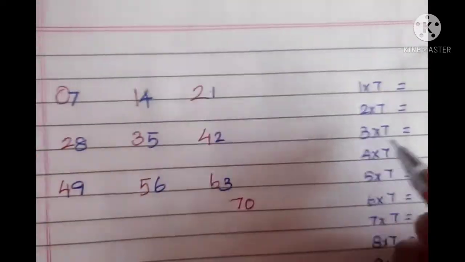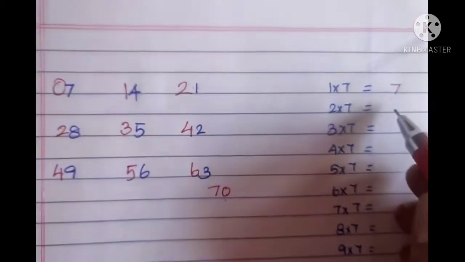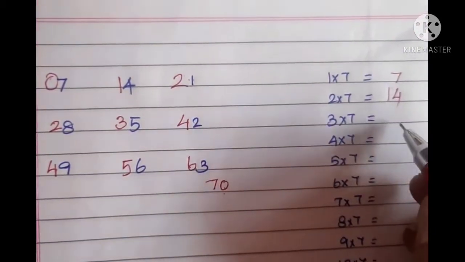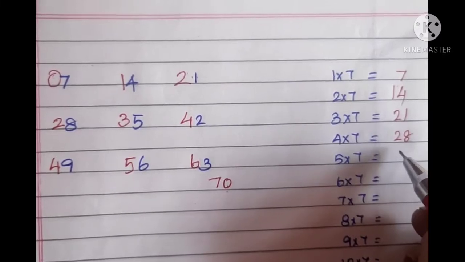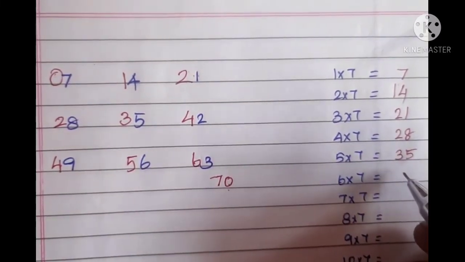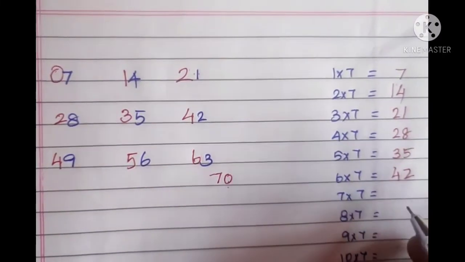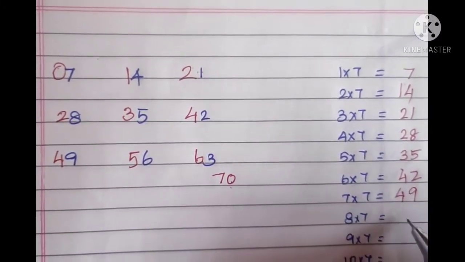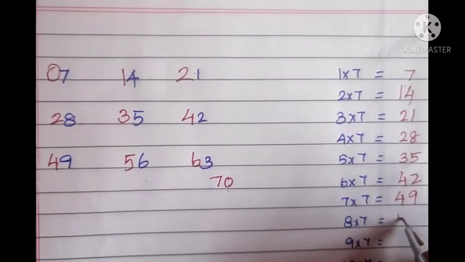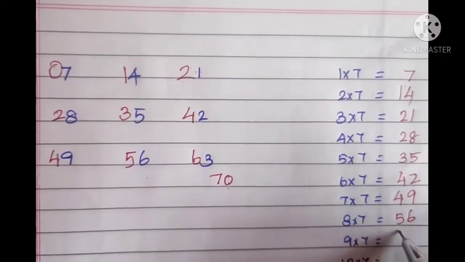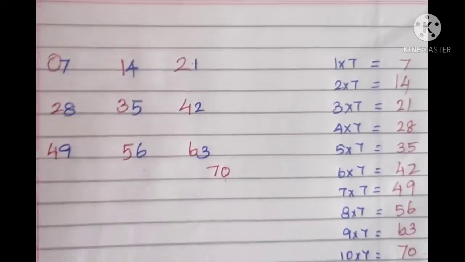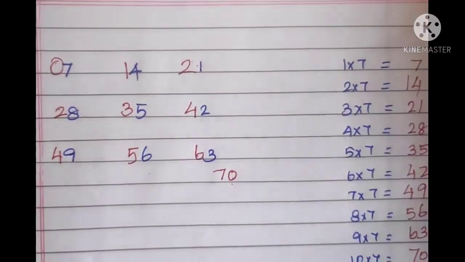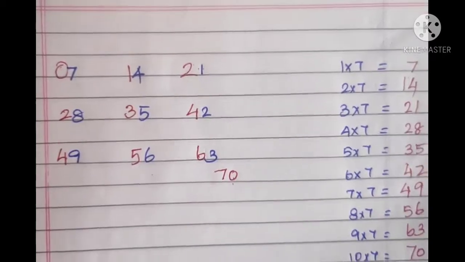Table 1: 7 1s are 7, 2 7s are 14, 3 7s are 21, 4 7s 28, 5 7s 35, 6 7s 42, 7 7s 49, 8 7s 56, 9 7s 63, 10 7s are 70. Just like that, we do not need to memorize our table. This is one short trick. Now we go to the lesson part.